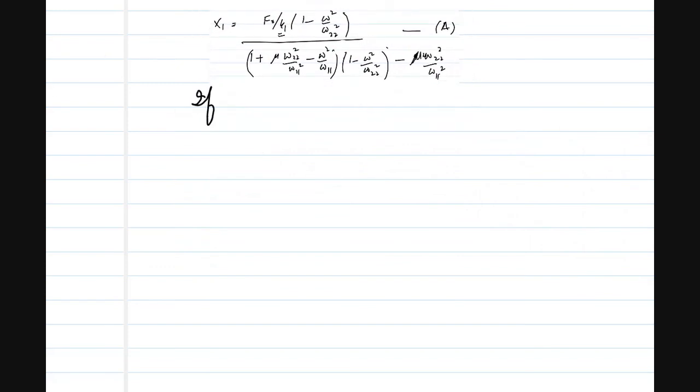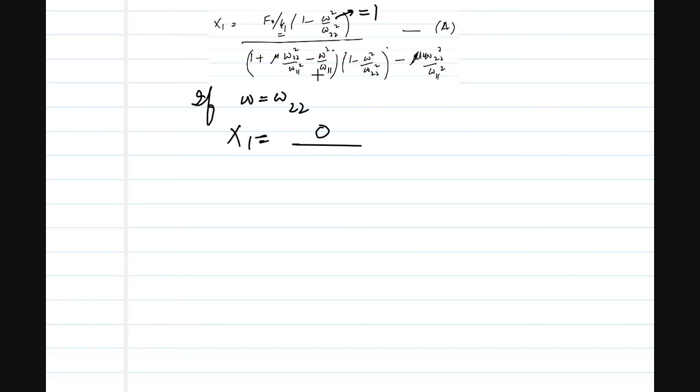So if omega equals omega 2, which means your forcing frequency, omega, becomes equal to the individual natural frequency of your absorber mass, look at what mathematically happens. The denominator goes to 1, whereas the numerator goes to 0.